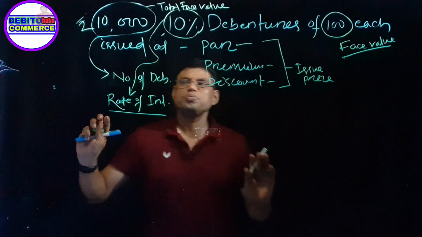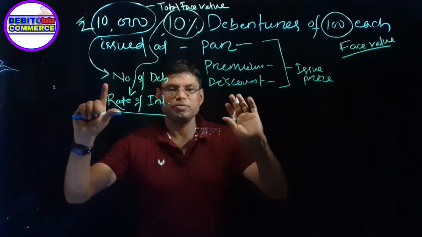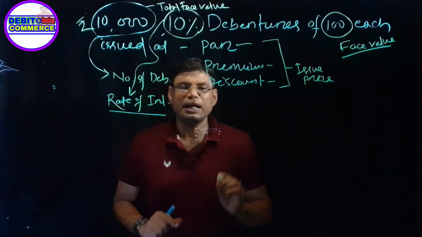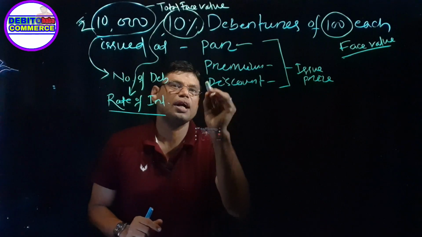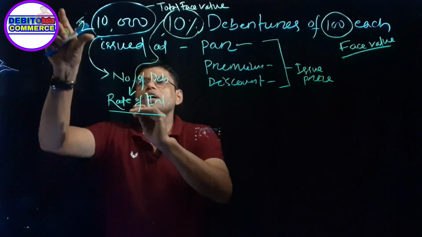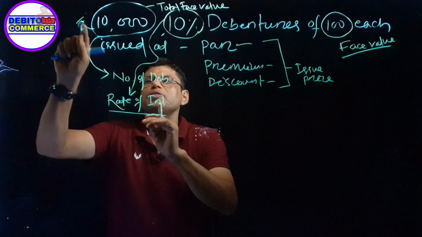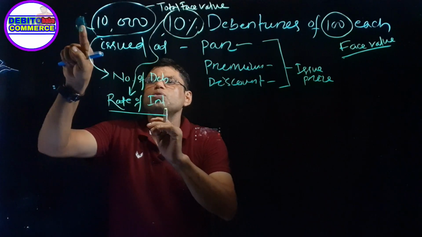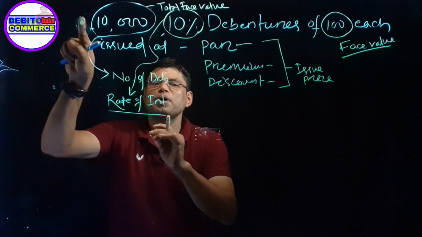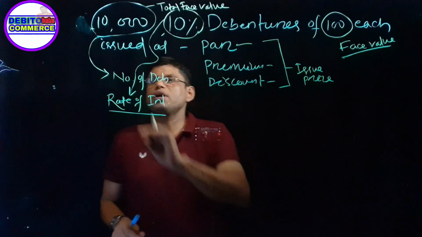Now let us assume a company, we will make a journal entry for this. Let us assume the company is issuing 10,000 debentures. I will just erase this rupee, I don't want this rupee. Let us assume this is the number of debentures.